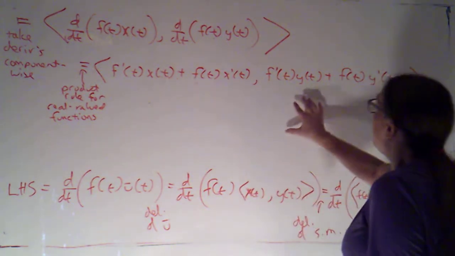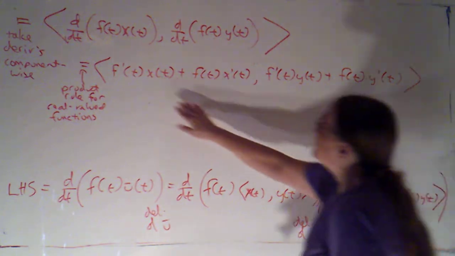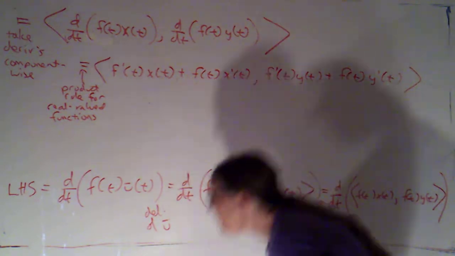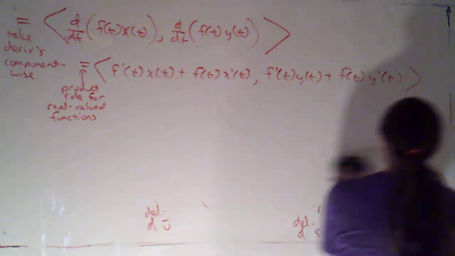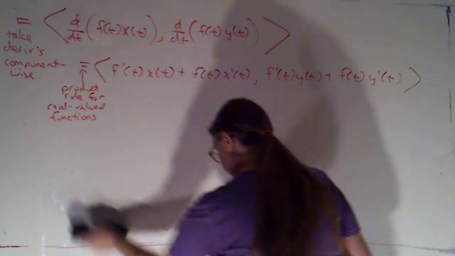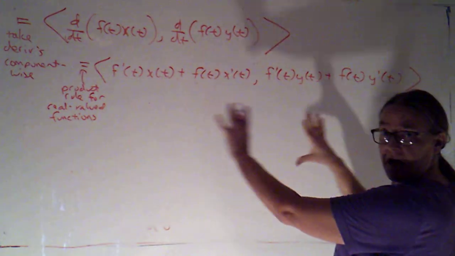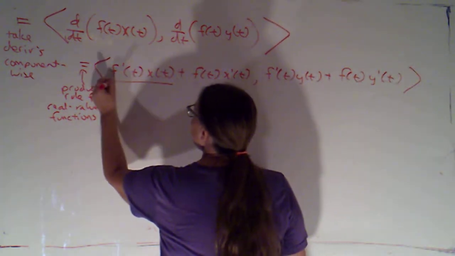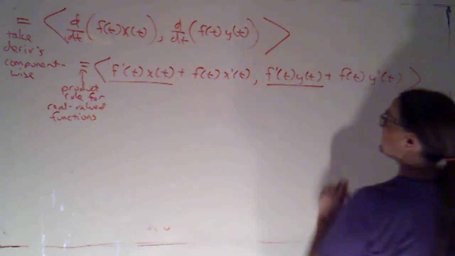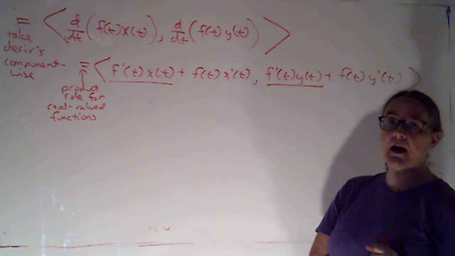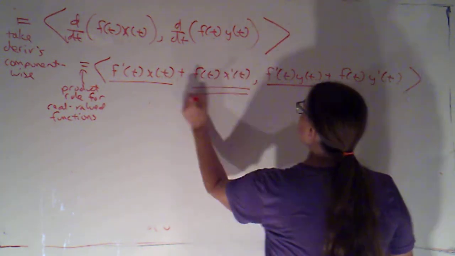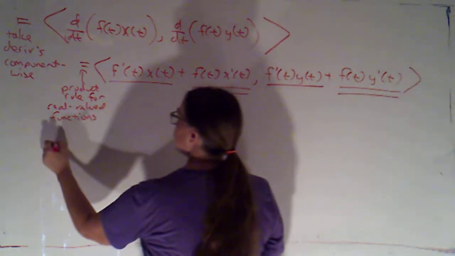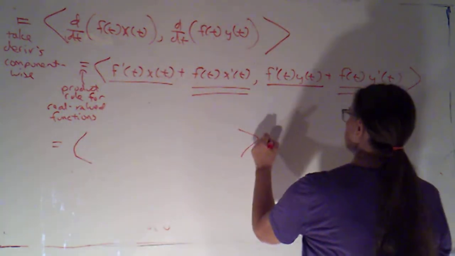Okay, so if I look at this, now each of my components has 2 terms in it. And I know I'm ultimately trying to get to a sum of 2 vectors. So I'm thinking I want to split this up into a sum of 2 vectors. If I take a look, this first term and this first term both have an f prime in them. And the second terms both have an f in them. So I think I'm going to split this up into a sum of 2 vectors.